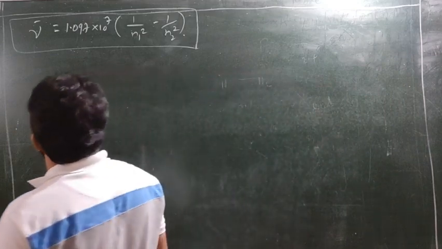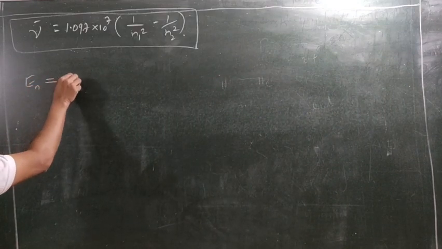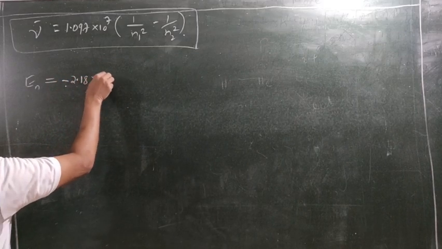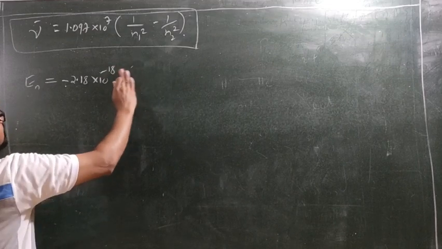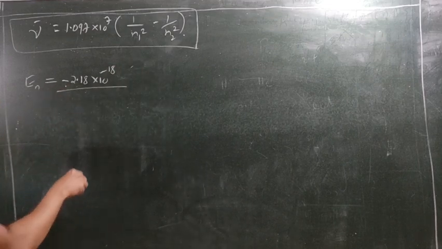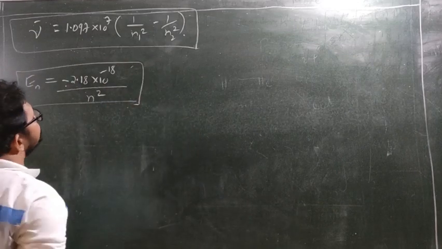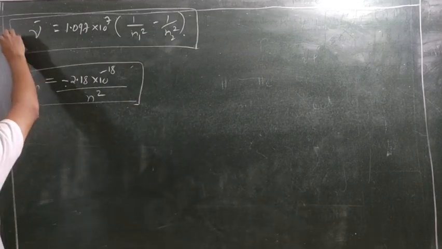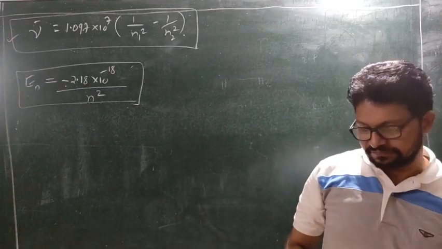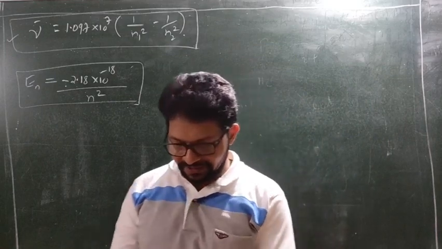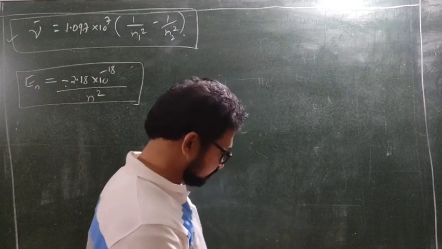And the energy equation also is there. That is En is equal to minus 2.18 into 10 raised to minus 18 Z square, for hydrogen it is 1 by n square. So these are the two equations I told you. Particularly based on these equations, problems are going to be asked. So one problem I will write. You write this problem. Simple problem it is.